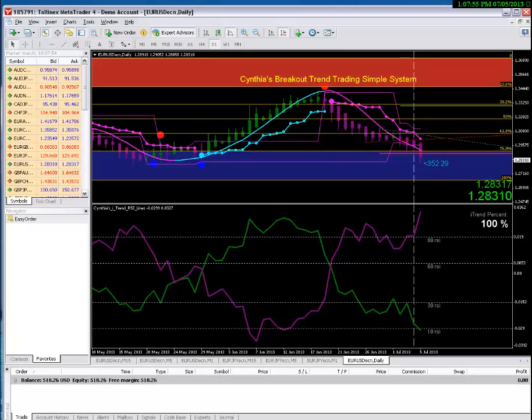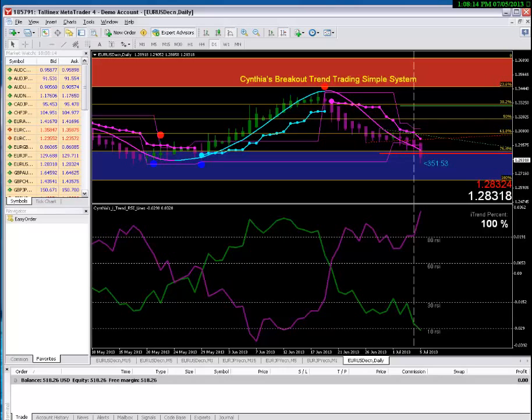I just want to show you the features and the wonderful indicators that come with the advanced. There's two special indicators that you didn't get with the basic simple system, and maybe you don't know how valuable they are and how they can really help your trading.